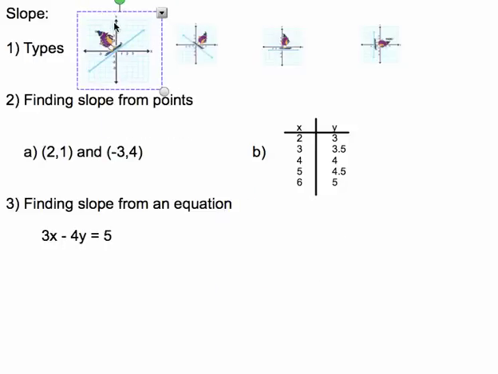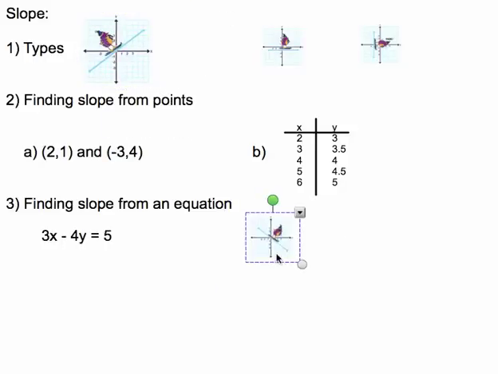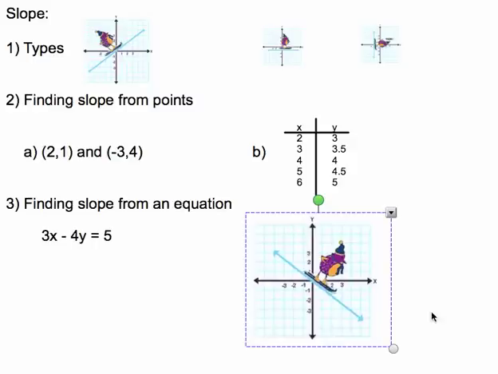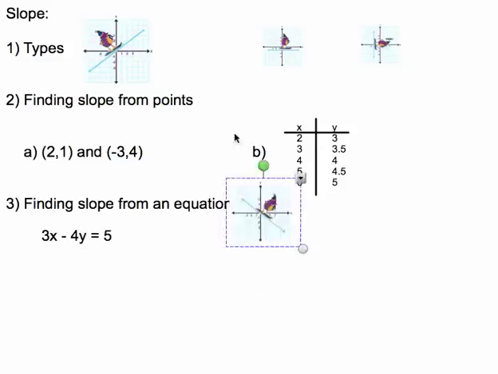Next we have negative slope, which is this one here, and it's just the opposite of positive. As y increases, x is decreasing. So negative slope goes down and to the right, or up and to the left. Then there were two special cases.